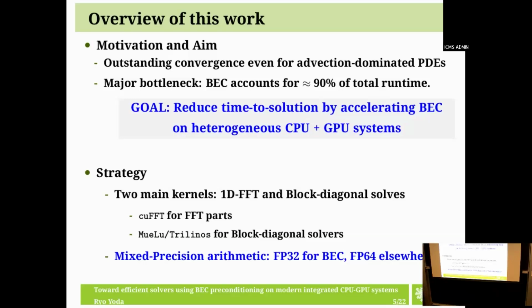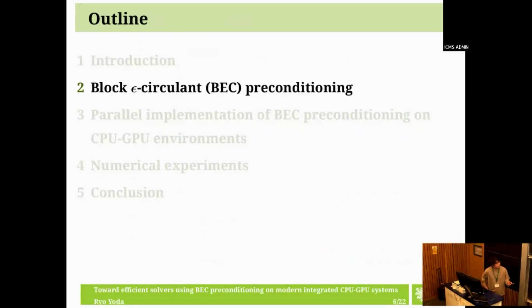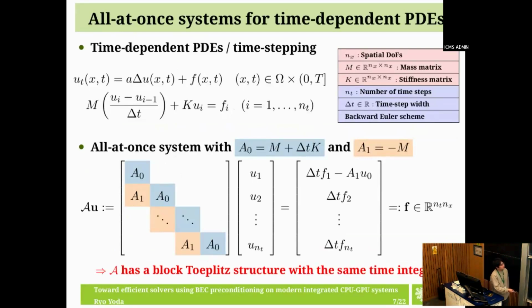So from this slide, let me explain the detailed part of the block-epsilon circulant and the parallel method. But many contents were already introduced by the previous speaker. Then, let me start. Let me reintroduce the algorithm of BDC preconditioning. First of all, we assume some governing equations, and also assume some spatial discretization and the temporal discretization also.